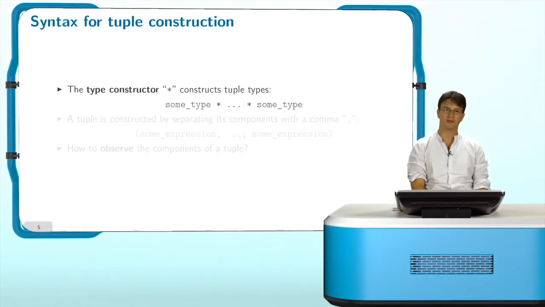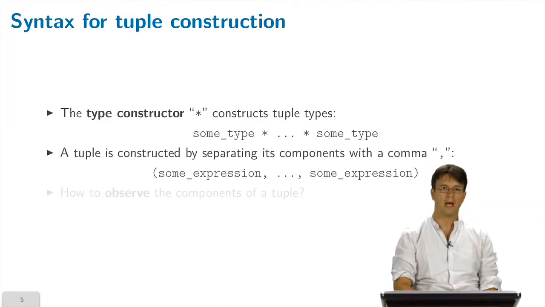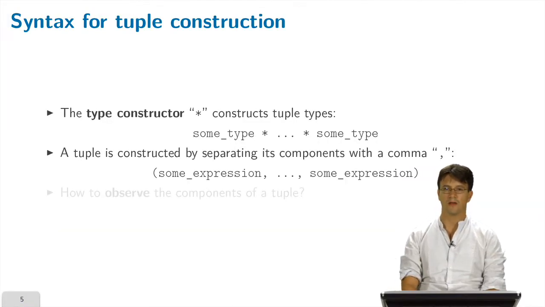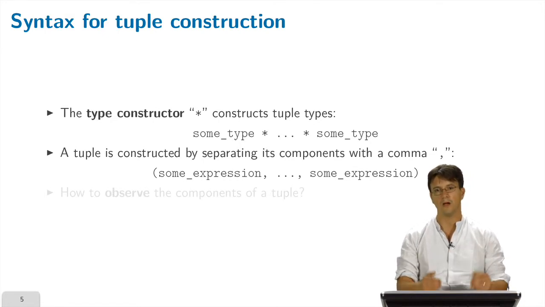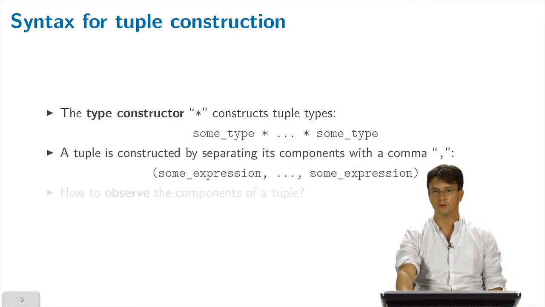Now that we have seen several examples, let us review the general syntax rules. At the level of types, you can compose 2 types to form a tuple type by using the star operator. At the level of expressions, if you want to construct a tuple, you just have to separate the expressions that construct the different components of this tuple by commas. So now we know how to construct a tuple, but how can we observe it?